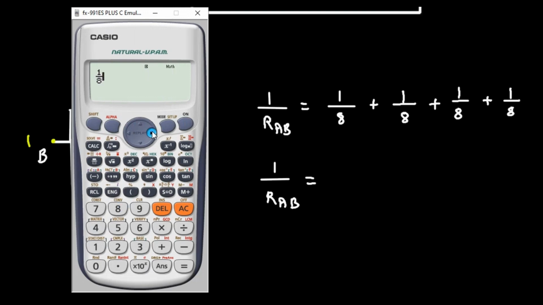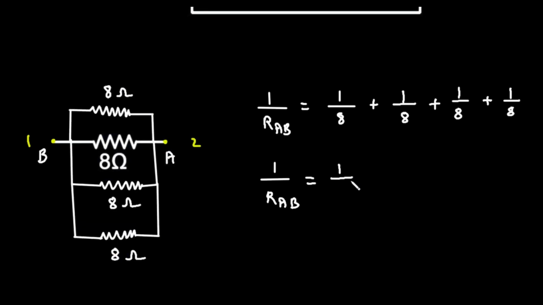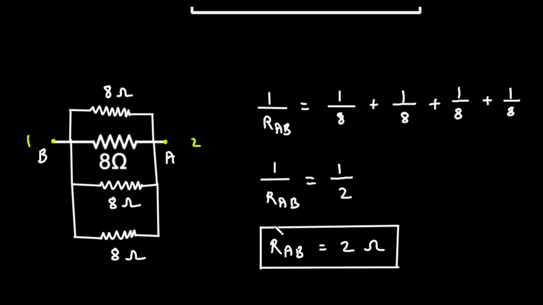So 1 upon RAB is equal to 1/8 plus 1/8 plus 1/8 plus 1/8. So it will be 1/2. Now if we take the reciprocal of this, we get RAB is equal to simply 2 ohm. So this is how we can find the value of RAB.